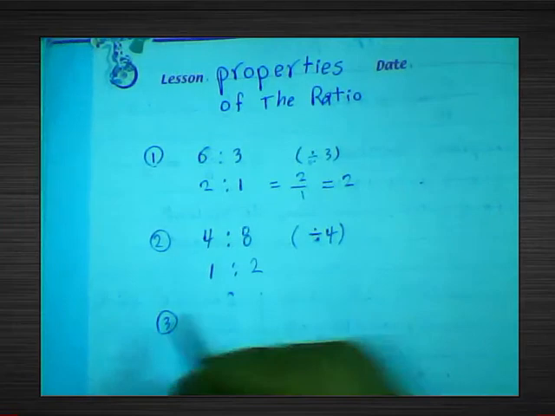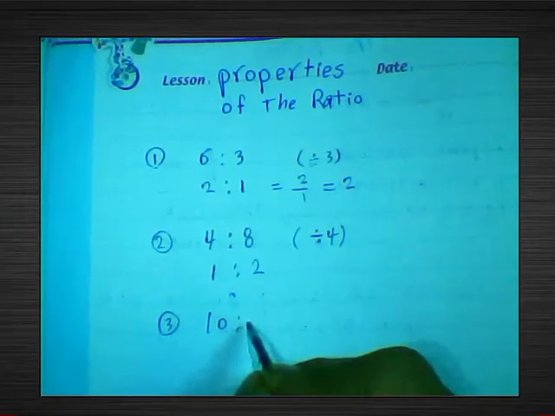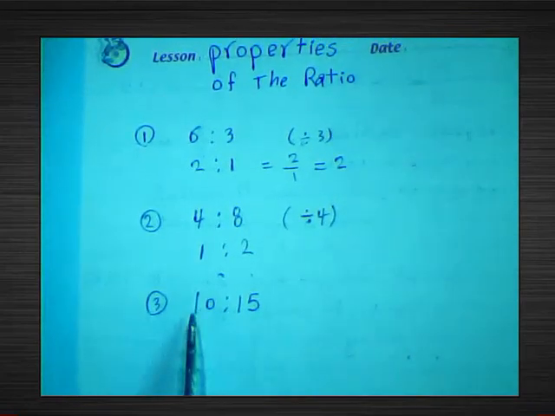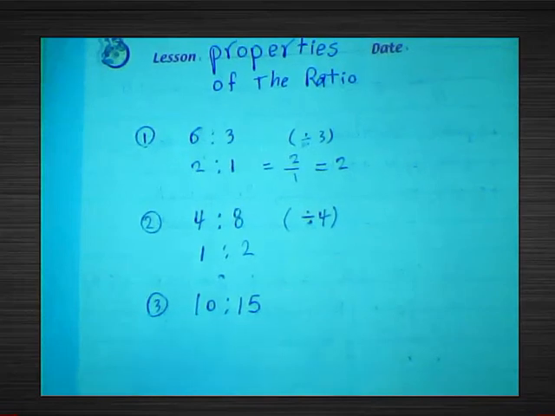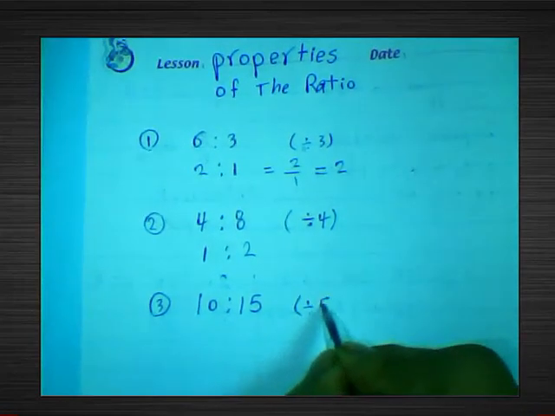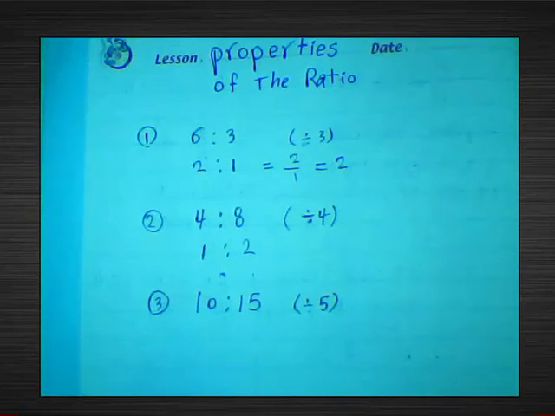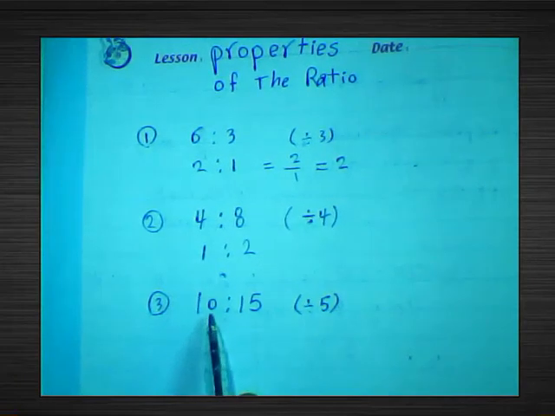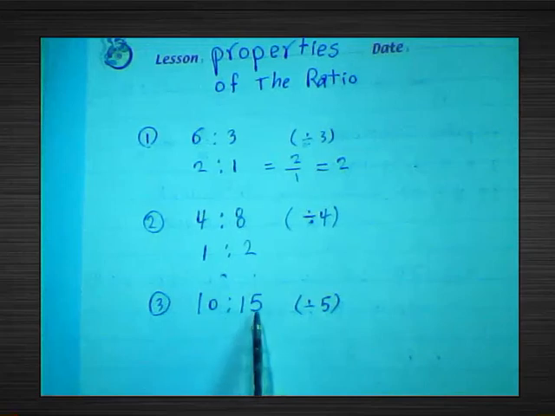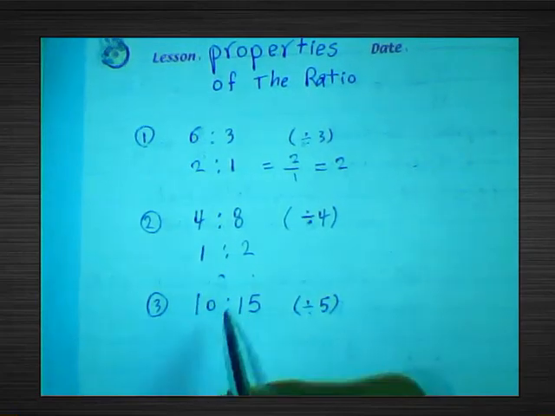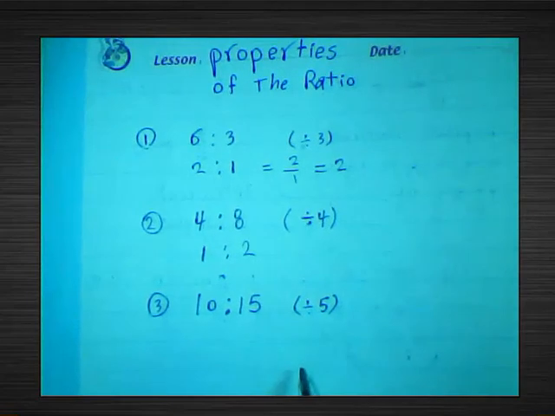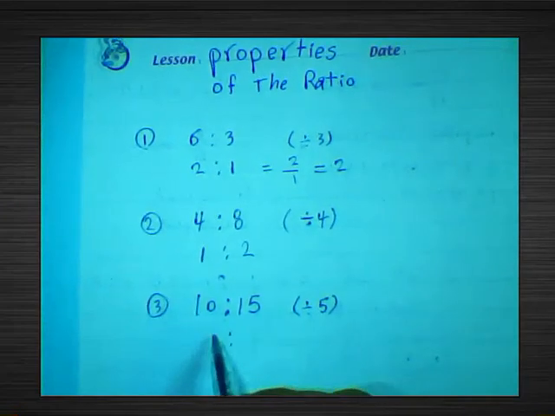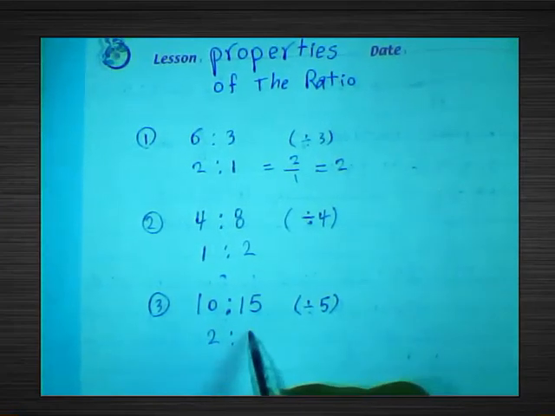Number 3, 10 to 15. Who can solve it? We know 10 and 15 are in the 5 times table, so we can divide by 5. It's a rule: this number has 0 in the unit place and this number has 5 in the unit place, so 10 and 15 can be divided by 5. This is a rule, okay? So 10 divided by 5 equals 2, and 15 divided by 5 equals 3.